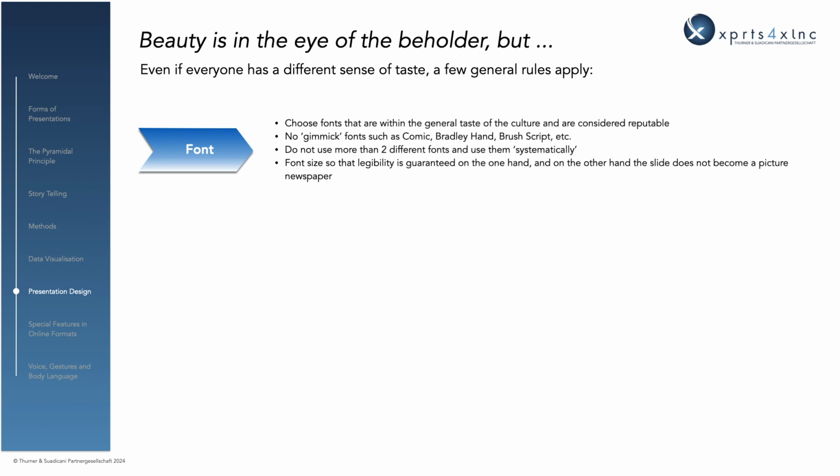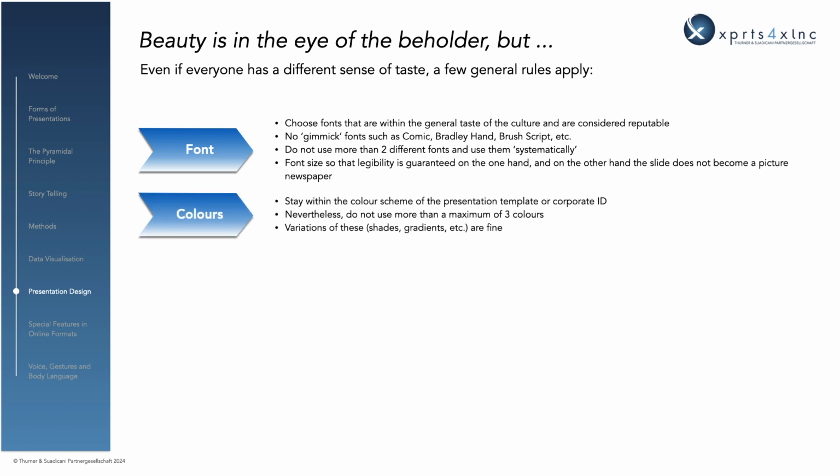Font. Choose fonts that are within the general taste of the culture and are considered reputable. No gimmick fonts such as Comic, Bradley Hand, Brush Script, etc. Do not use more than 2 different fonts and use them systematically. Font size so that legibility is guaranteed on the one hand, and on the other hand the slide does not become a picture newspaper. Colors. Stay within the color scheme of the presentation template or corporate ID. Nevertheless, do not use more than a maximum of 3 colors. Variations of these, for example shades or gradients, are fine.